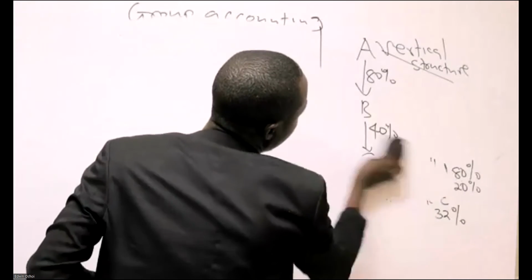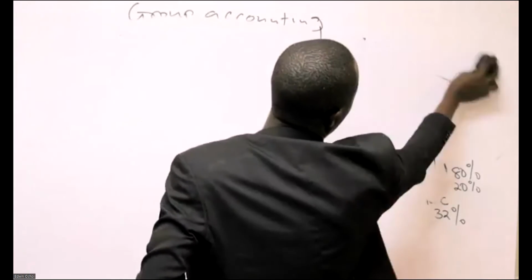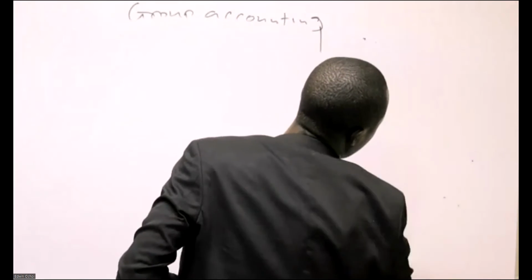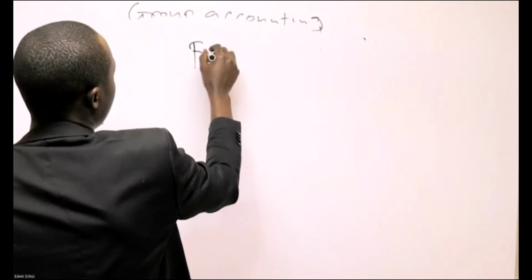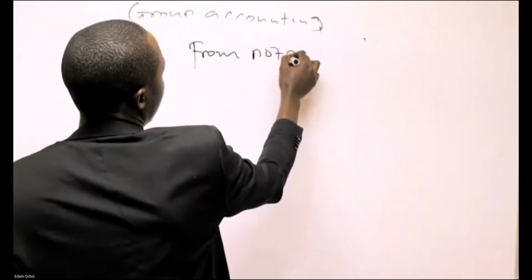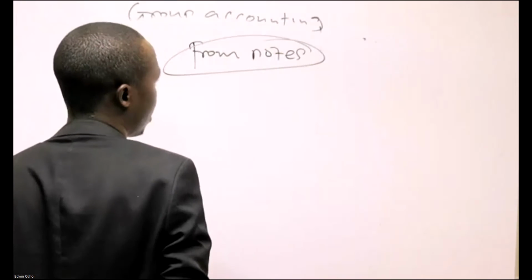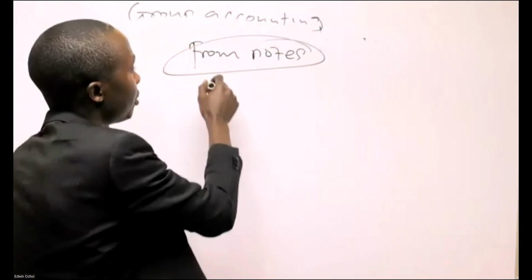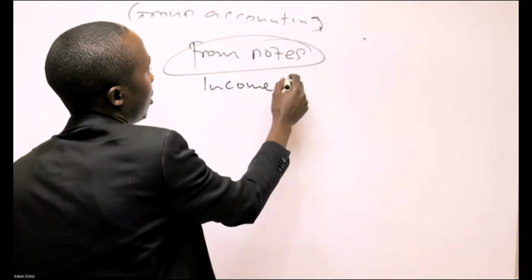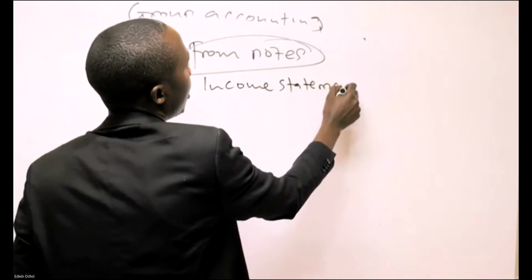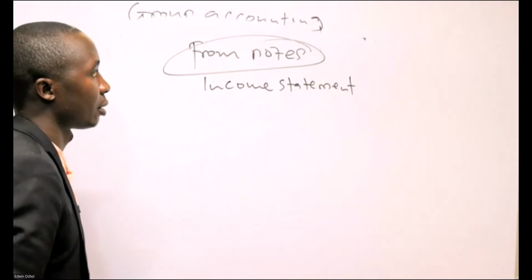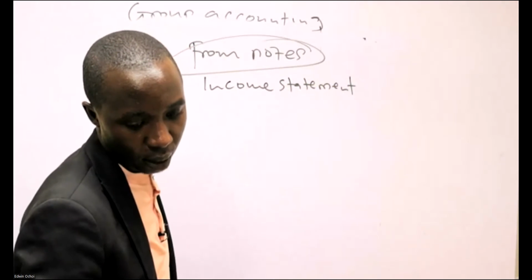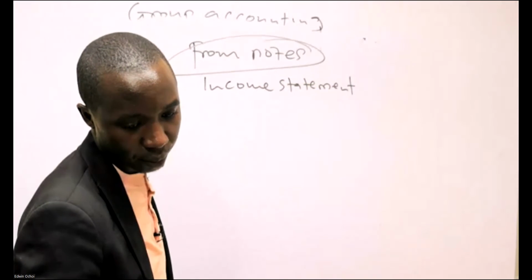So that one is well explained in the notes. I don't want to write a lot of things. So I want just to display notes. We talk from there. So from notes, let's look at income statement. How you do the consolidation direct. The income statement. How now you go with it in an exam scenario.